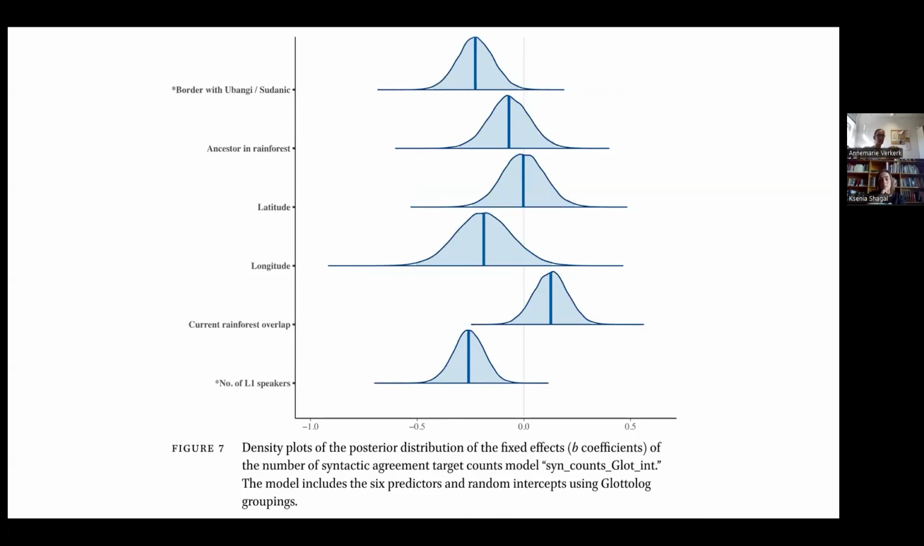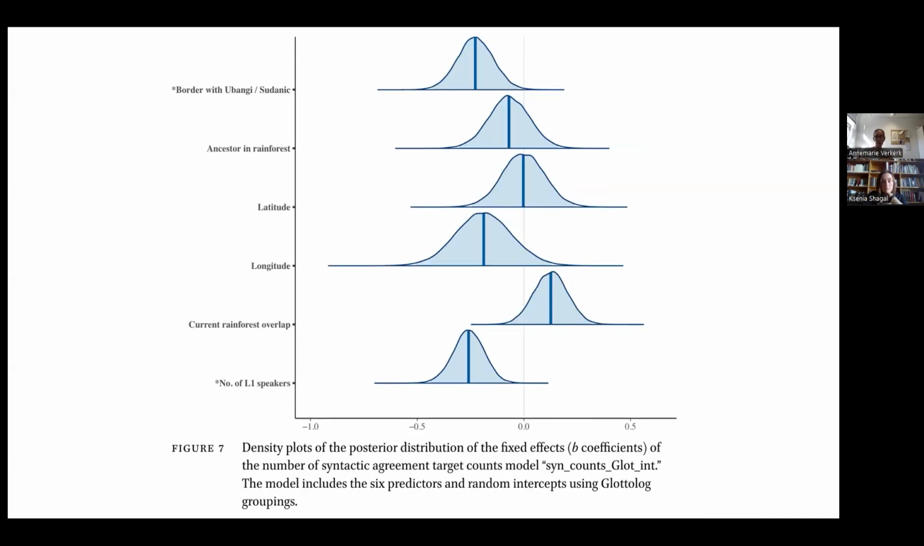Then the next two plots are about the number of targets. This one is about the number of targets that take syntactic agreement. And here we have a couple of relevant effects. The more syntactic targets you have, so the more targets that inflect for syntactic agreement, the less likely you are to share a border with Ubangi, and the more likely you are to have a lower number of L1 speakers.